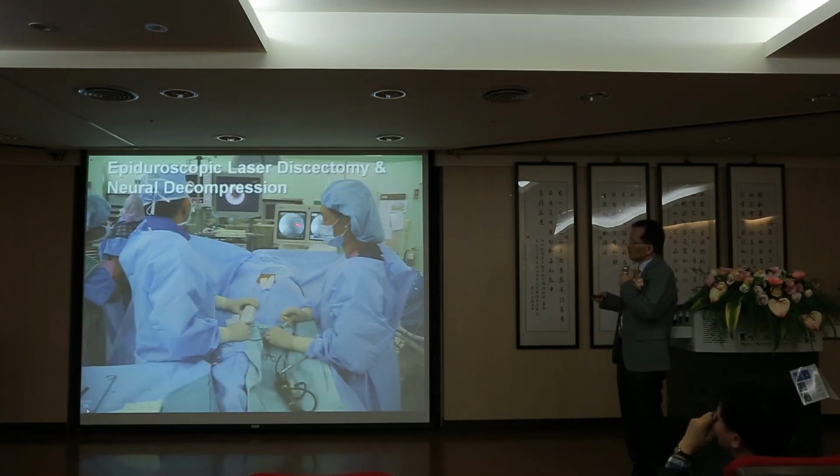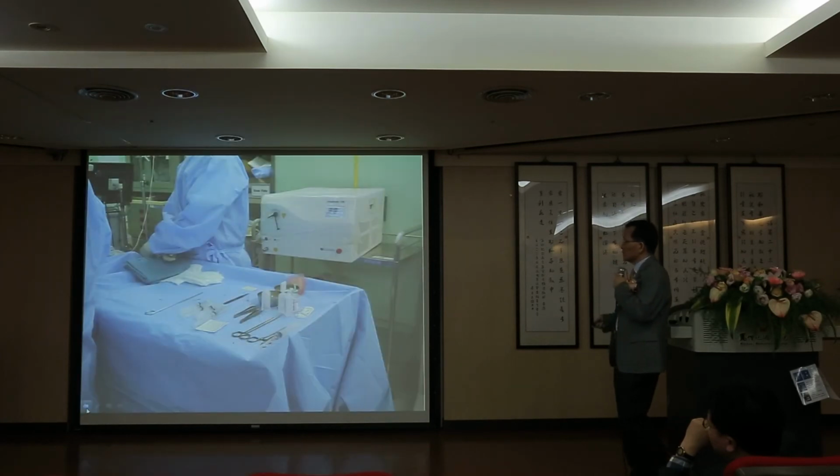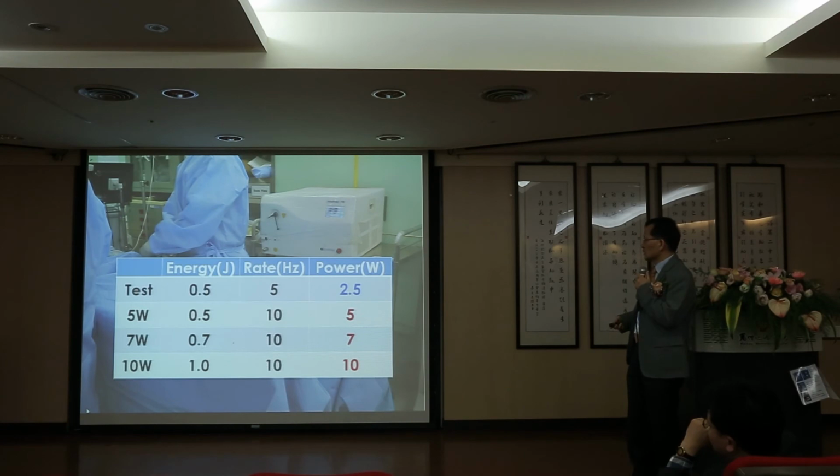We need two monitors, a fluoroscopic monitor and an endoscopic monitor, and we need an assistant for injection of saline during our procedure. We can introduce anteriorly or posteriorly: anteriorly to treat the discogenic problem, and posteriorly to treat the facet problem. This is a cornea laser. We use this one. The test energy is 2.5 watts and treatment is from 5 watts to 10 watts.